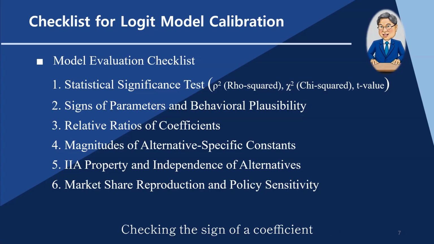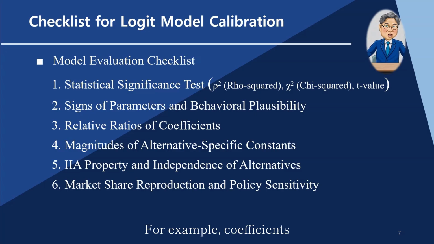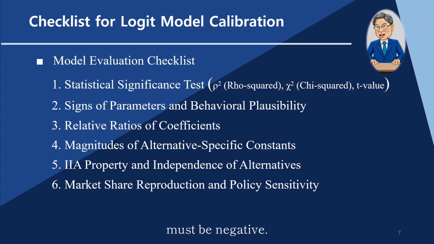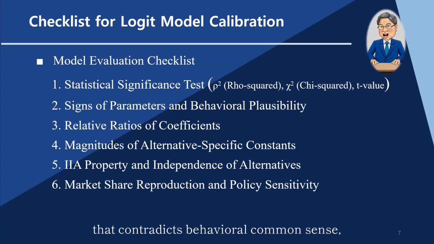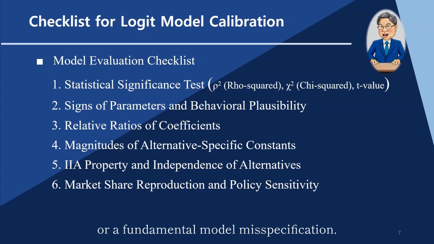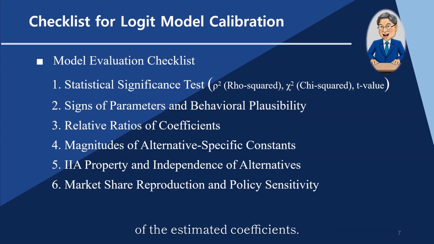Checking the sign of a coefficient is a fundamental intuitive step and should be considered even before statistical significance. For example, coefficients associated with travel time and travel cost must be negative. If a coefficient is estimated with a sign that contradicts behavioral common sense, this may indicate input data errors or a fundamental model misspecification. Third, examine the relative magnitudes of the estimated coefficients.